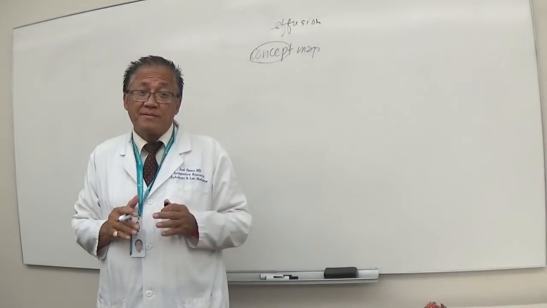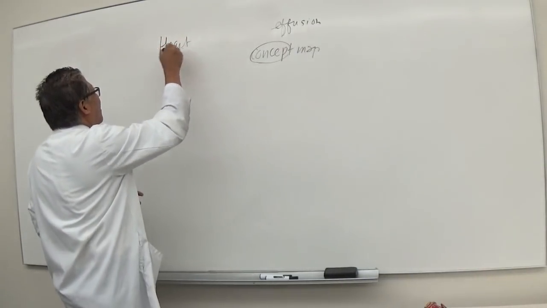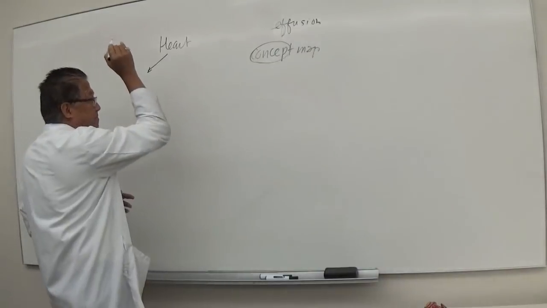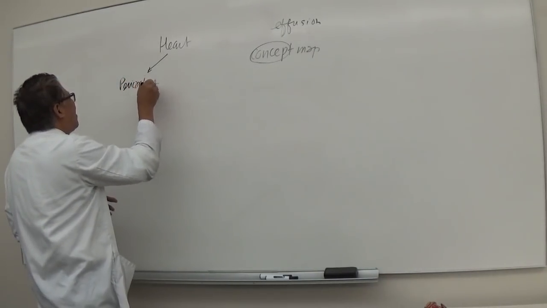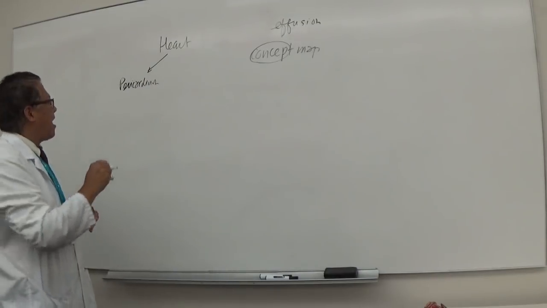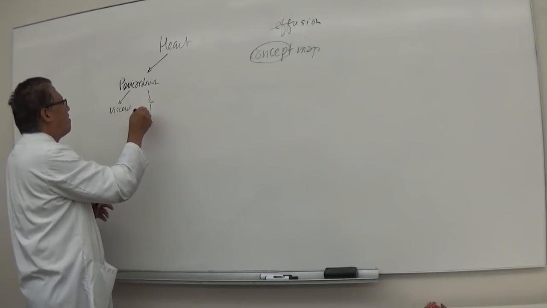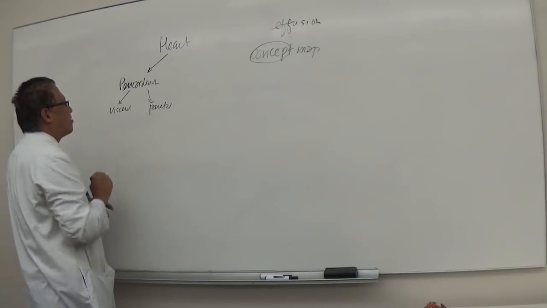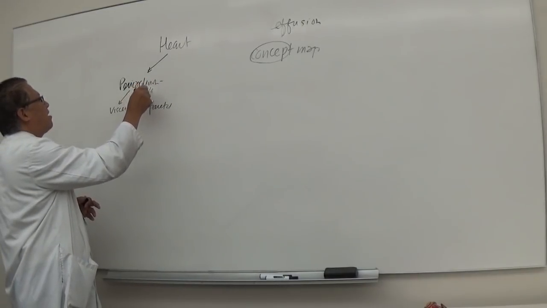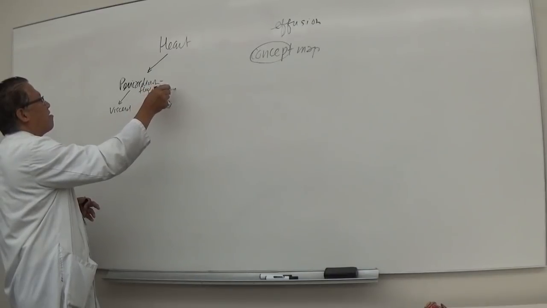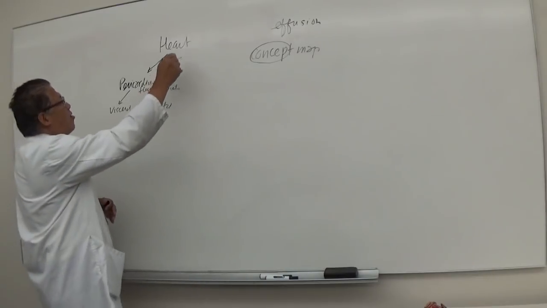It's a mind map. For example, if I put the heart here, one heart, I put the word pericardium, right? You know the heart is protected by the pericardium. I can put here what? Visceral and what? Parietal. Right? And what does the pericardium secrete? Pericardial fluid. What for? Lubrication, by reducing friction.